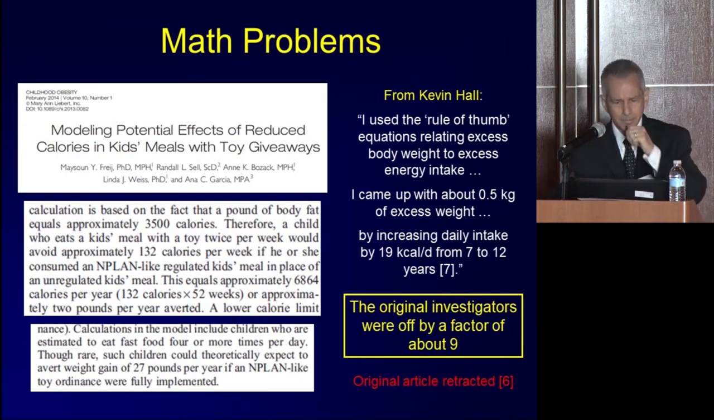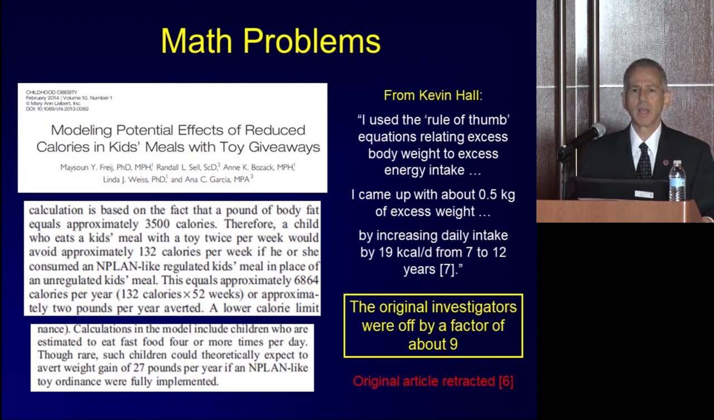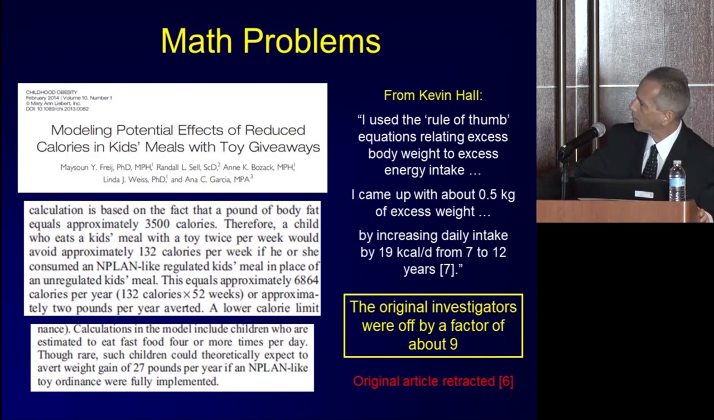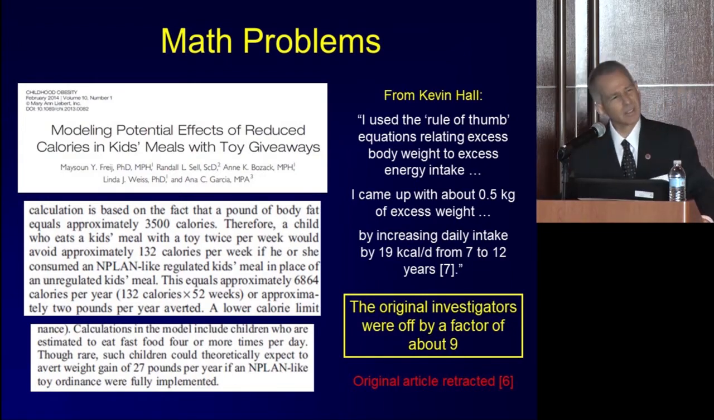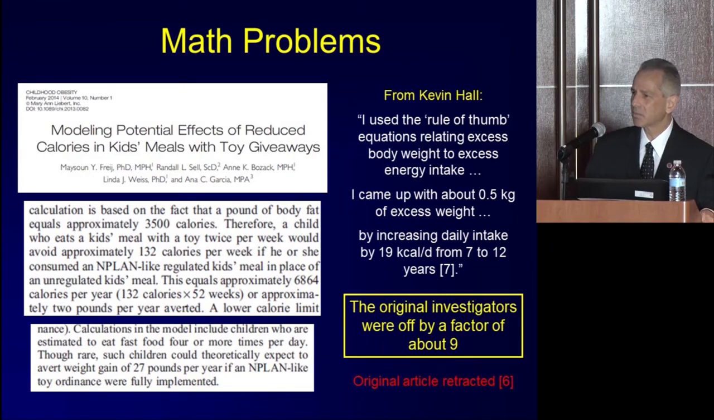Here's another one that came up. This one reflects, I think, the problem of lack of mathematical thinking. This paper came out on kids' meals. People had said, well, if you put out a policy that reduces the number of calories in kids' meals by this much, you'll get some weight loss. And they project that the average kid eats this many fast food kids' meals a week, and there's this many calorie differences, and they did a little math, and they came up with this. A pound of body fat, 3,500 calories, therefore twice a week, 132 calories per week, blah, blah, blah, 2 pounds less per year. I thought, oh, really, 2 pounds less per year? Maybe. Sounds a little ambitious. Could be plausible, perhaps.